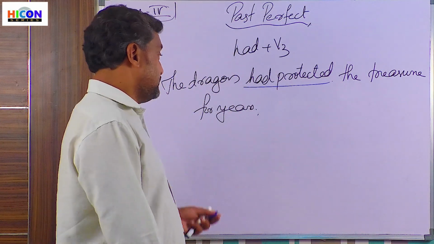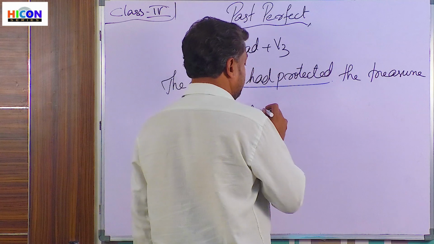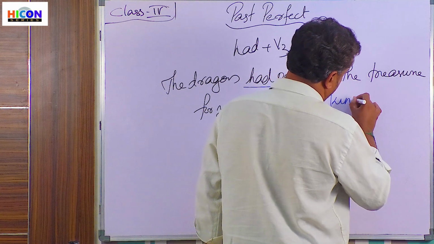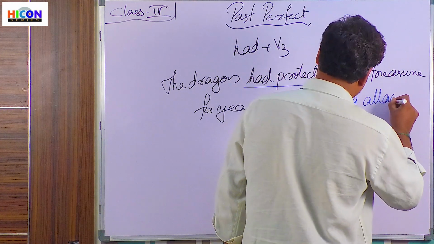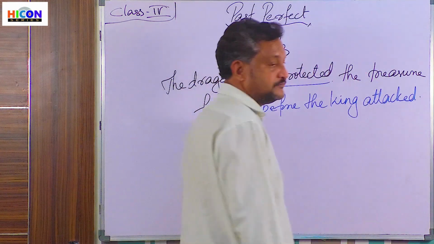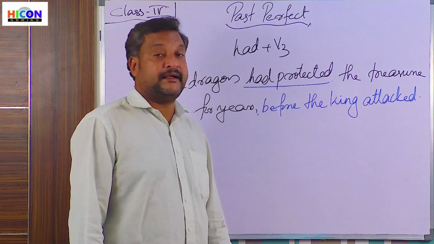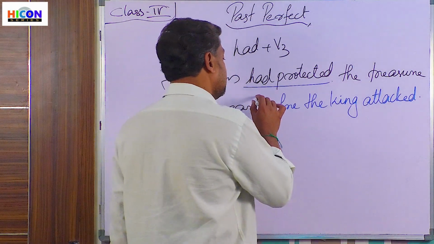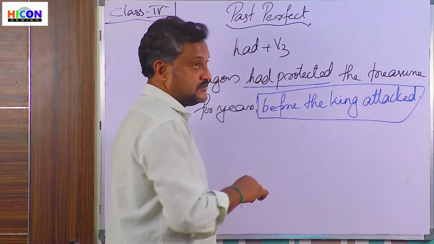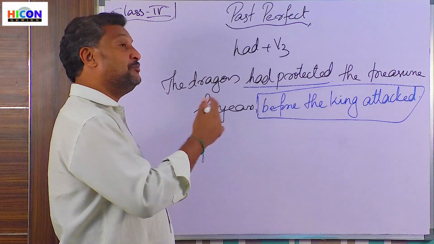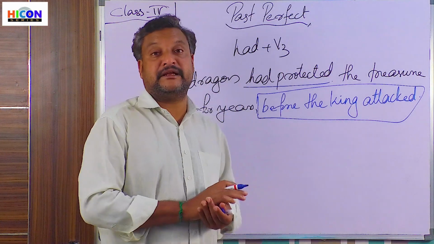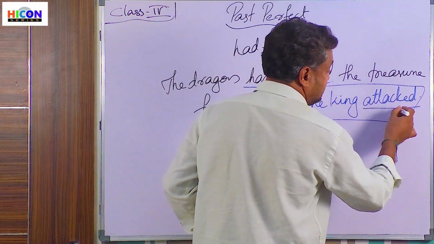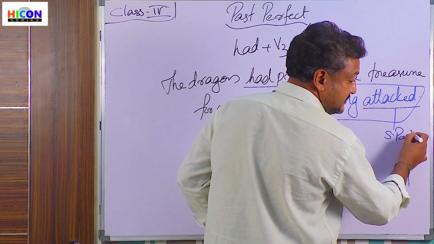When, for years, yeah, we can add some more thing to this, like before the king attacked. So before the king attacked the dragon, it had protected the treasure for years. So this is a point of time, isn't it? Yes, the king attacked. So it has completed so many years protecting it before the king attacked it. See here, the king attacked. This is a simple past tense, isn't it?